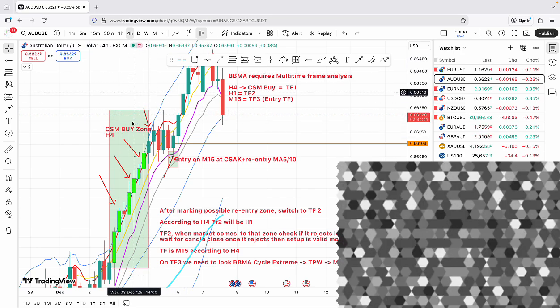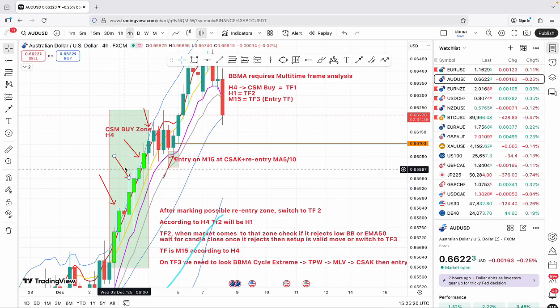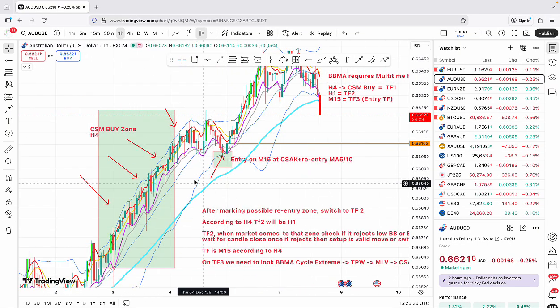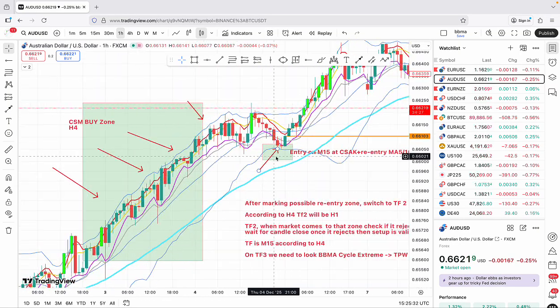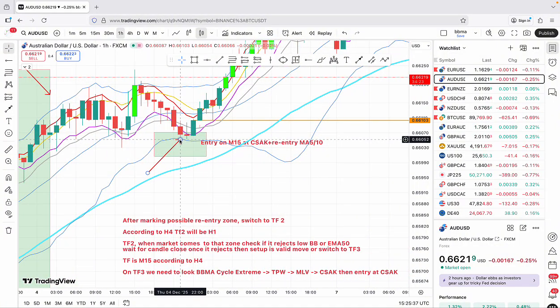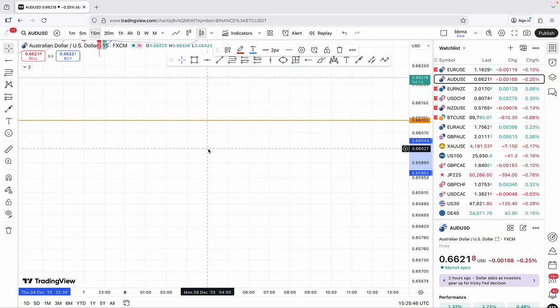So this is CSM. You can see over here, market didn't come to the MA510 low until over here. When you see market approaching MA510 low, you mark the zone and go to time frame 2. You see over here, it rejects low BB. When it rejects low BB, it means the setup is valid. We can switch to M15.